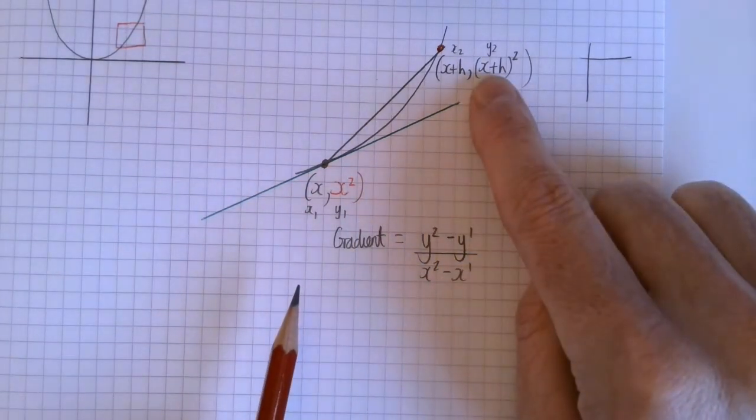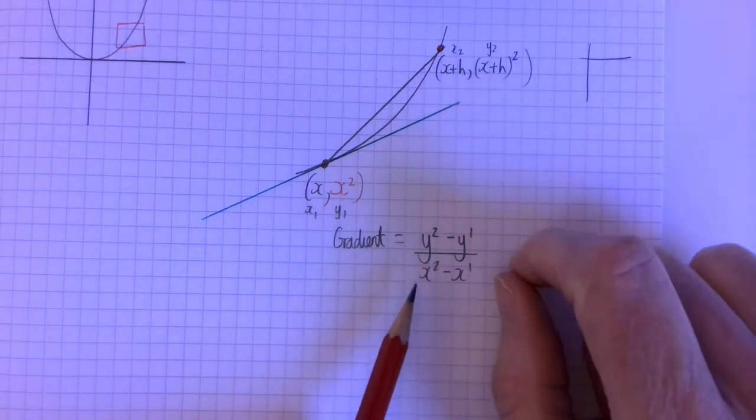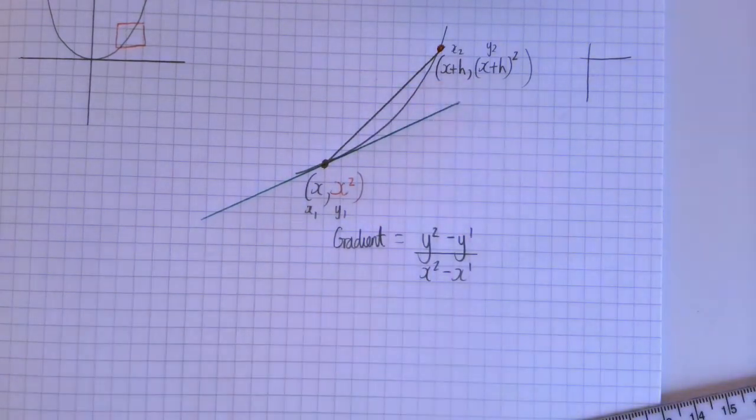So you're going to do that, take away that on your numerator, and you're going to do that, take away that as the denominator. Okay? See what happens when you do that for me. Pause and have a go.